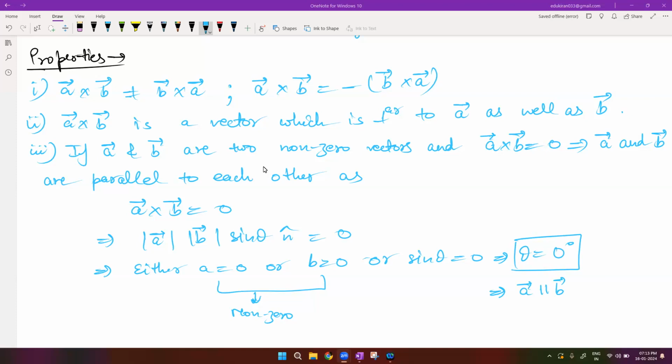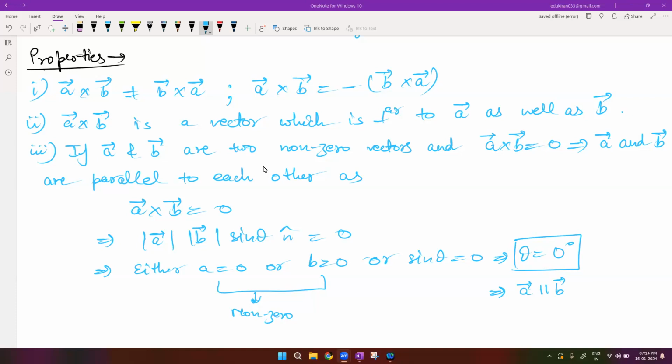If you remember, if A dot B was zero, if the dot product of two vectors is zero, that implied that the two vectors are perpendicular. But in this case, if the cross product of two vectors is zero, it obviously implies that they are parallel to each other. Now, why are they parallel to each other? I have given you the proof or the explanation for that. If A cross B is zero, it means magnitude of A into magnitude of B into sine theta into n cap is equal to zero.